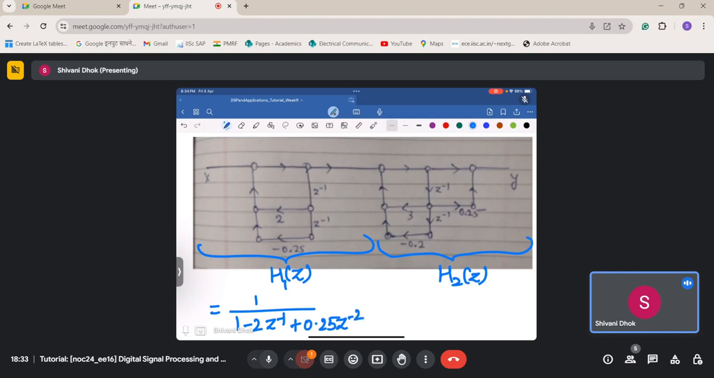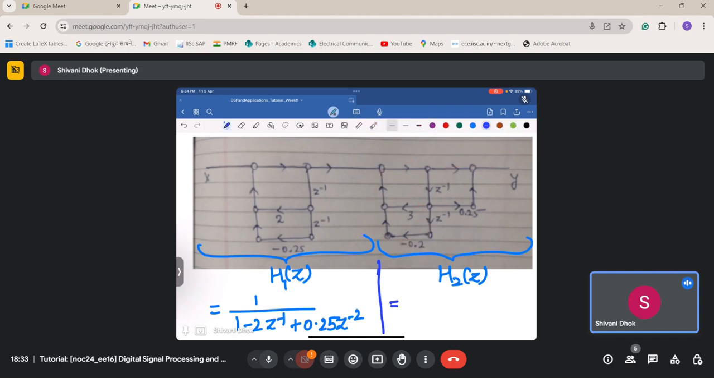So this is h1 of z, and for h2 of z we have both feedback and feed forward parts. Note here, this form is represented through direct form 2, which means this particular part is the feed forward part, and this part is the feedback part.